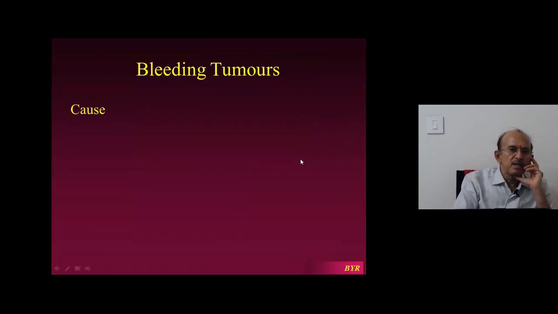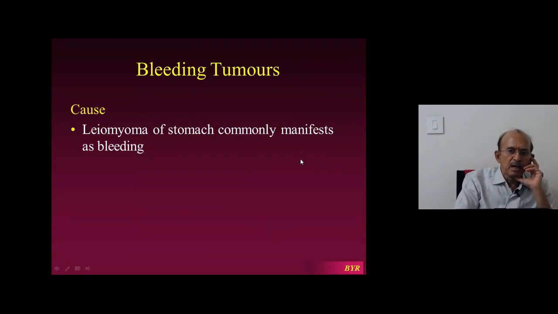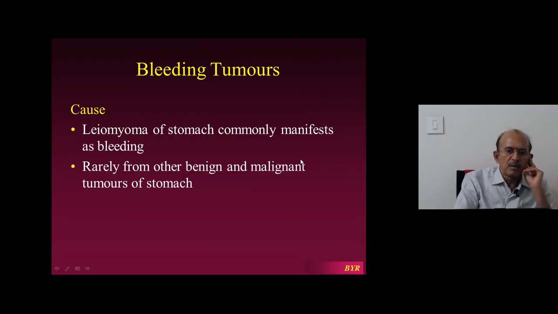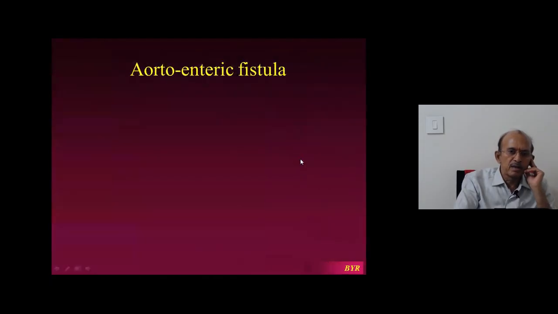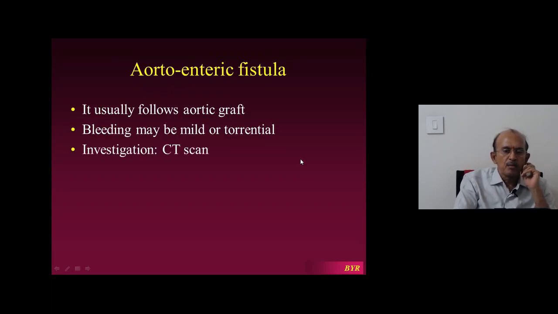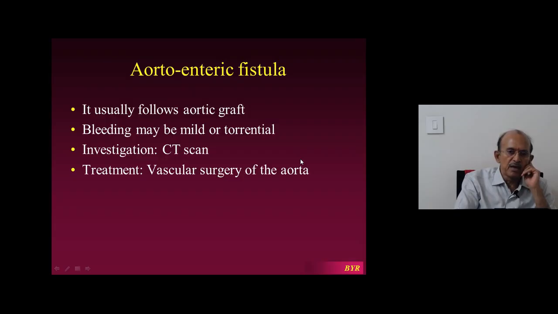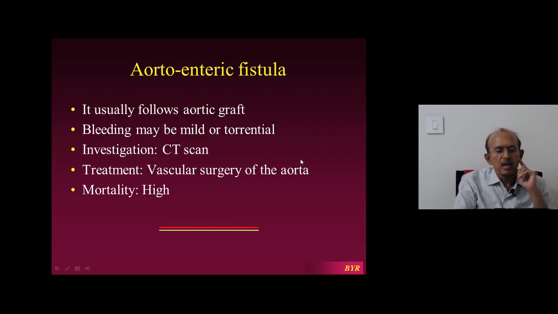Bleeding neoplastic lesions. Leiomyoma of the stomach commonly manifests with bleeding, rarely from other benign and malignant tumors of the stomach. Treatment: treat the tumors. Aortoenteric fistula. Sometimes the aortic aneurysm ruptures into the abdominal viscera, or it follows an aortic graft. It gives way. Bleeding may be mild or torrential. Investigation: CT scan. Treatment: vascular surgery of the aorta. Mortality will be very high in these cases.